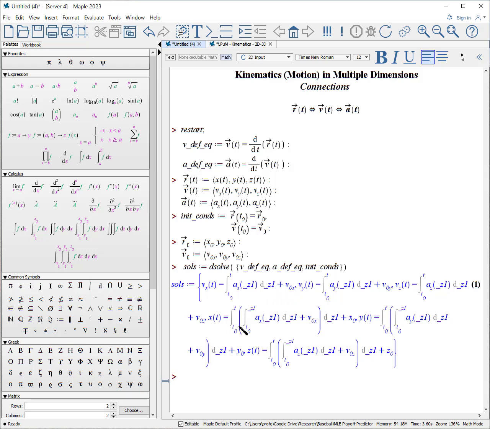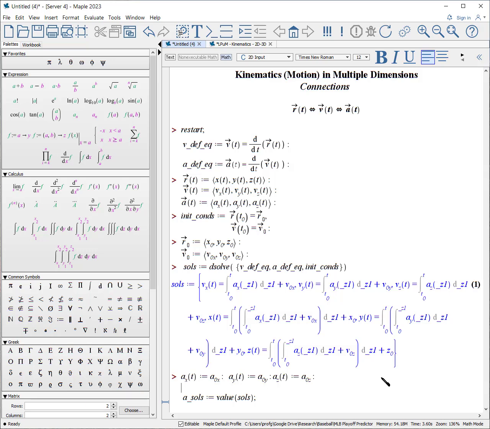And positions are double integrals involving A and the initial position. Given the fact that V and A are defined by derivatives, it's not surprising that R, each component of x, y, and z, and V, Vx, Vy, and Vz, are defined in terms of integrals. So with our solutions here, what if we defined our acceleration components as constants?